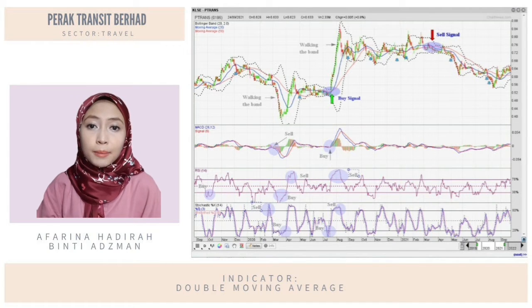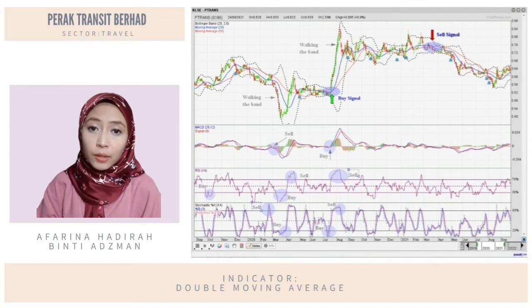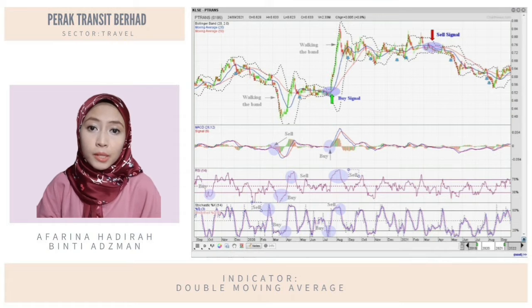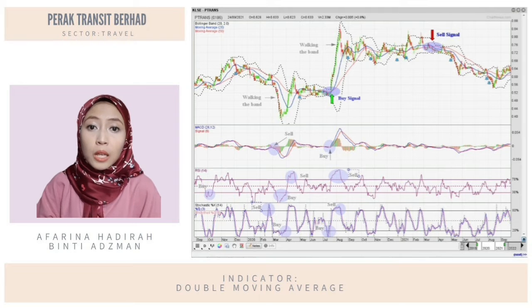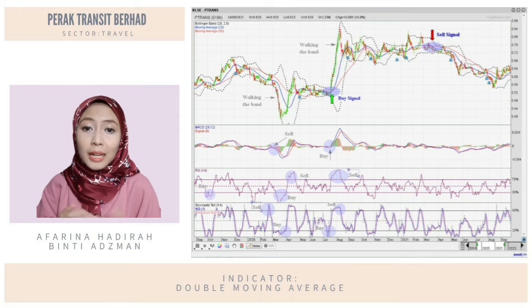Perak Transit is a company in Bursa Malaysia that is under the travel sector. The first indicator for Perak Transit is double moving average. It can be seen on the graph that the buy signal is in July 2020 due to the shorter line crossing above the longer line, while the sell signal is in March 2021 with the shorter line crossing below the longer line.